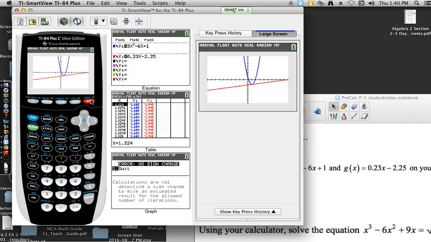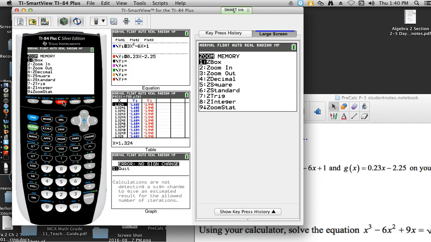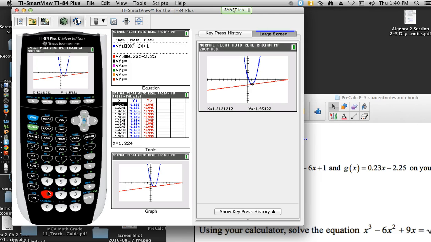Well, we need a closer look. So let's hit zoom, and I want to teach you about zoom box. So number 1. So here's how zoom box works.